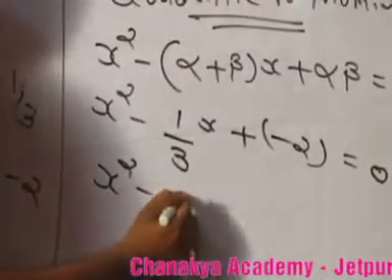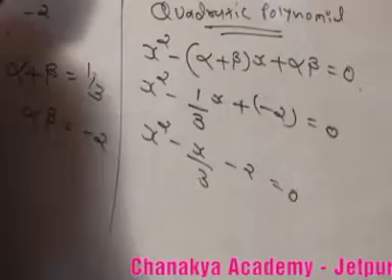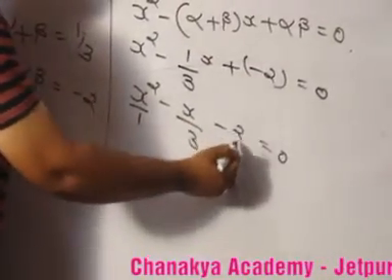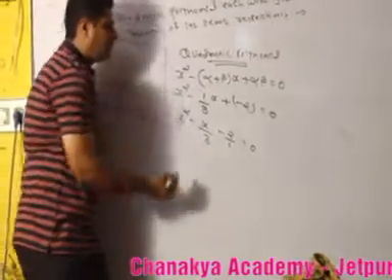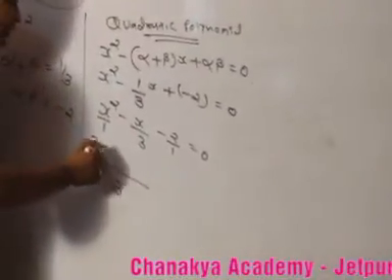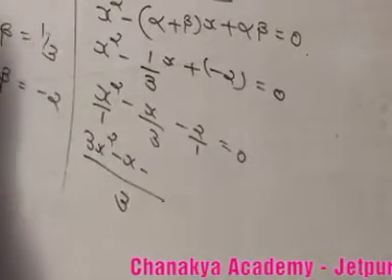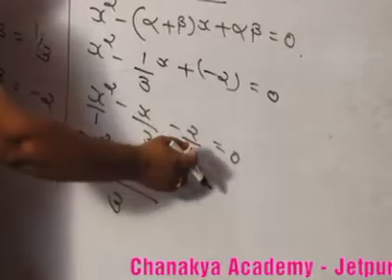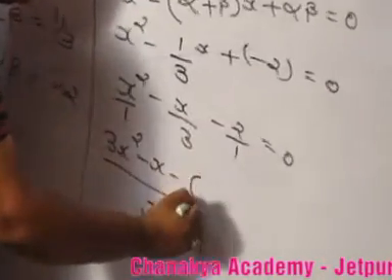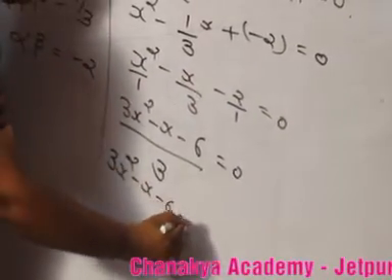x square minus x by 3 plus minus 2 equal to 0. Now the denominator of x square is 1, the denominator of x is 3, and the denominator of minus 2 is 1. Now taking LCM 3, we get 3x square minus x minus 1. We multiplied the denominator with 3, therefore we also multiply the numerator with 3. Minus 2 into 3 equal to 6. Ultimately 3x square minus x minus 6 equal to 0.